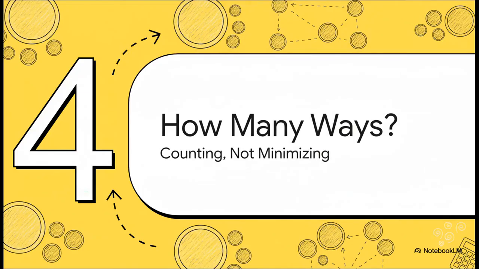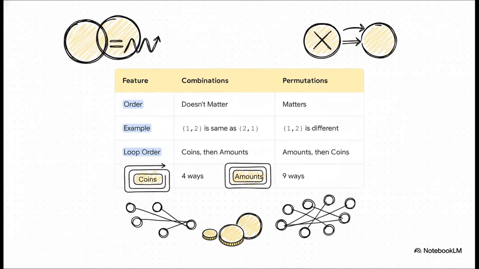Okay, so we've totally nailed down finding the minimum number of coins. Now, let's switch gears and tackle that other big question. How do you count all the possible ways? And this is where we hit a really crucial question. Are we counting combinations or permutations? In other words, does the order of the coins matter? Is using a 1 and then a 2 the same as using a 2 and then a 1?